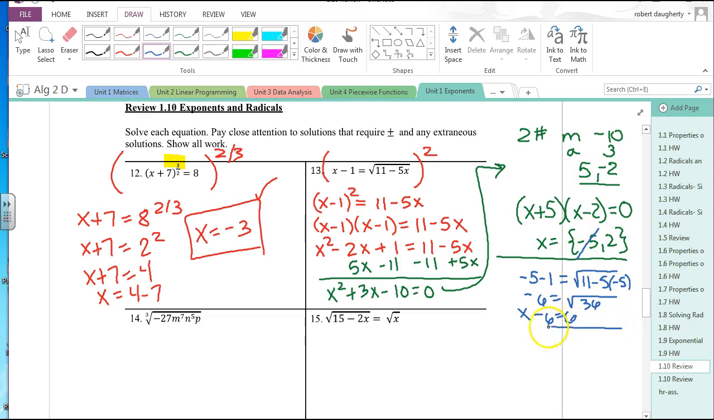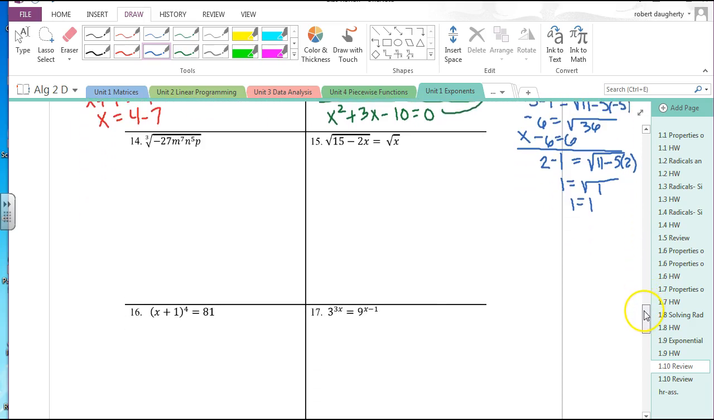Now let's check with a 2. So 2 minus 1 equals square root of 11 minus 5 times 2. This means that 1 equals the square root of 11 minus 10, which is 1. 1 equals 1. That is true. So x equals 2. That is the only solution for this problem. And you must know to go check that to figure that out.